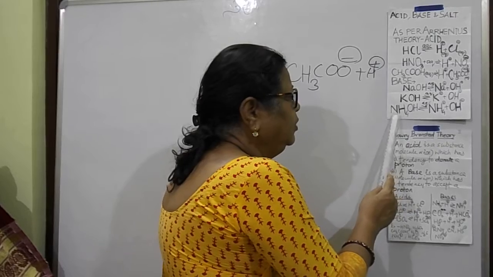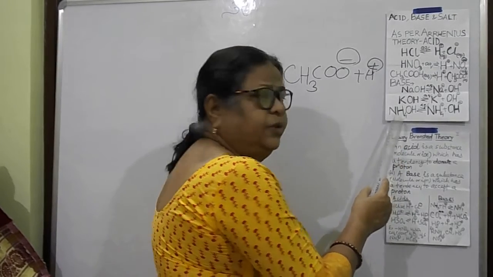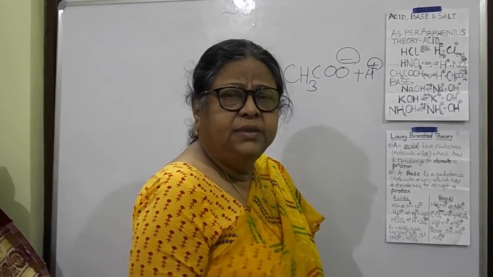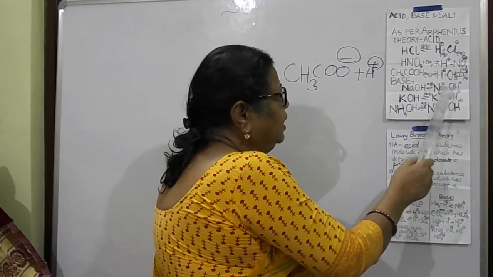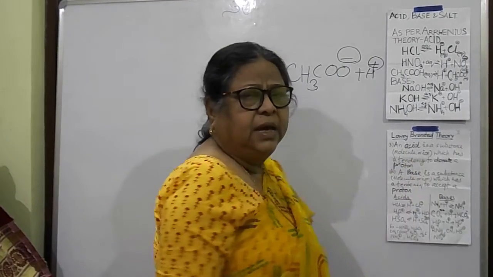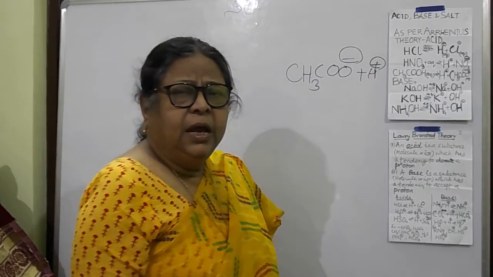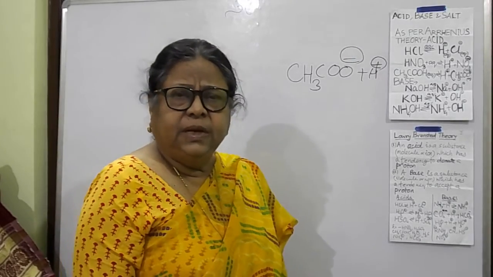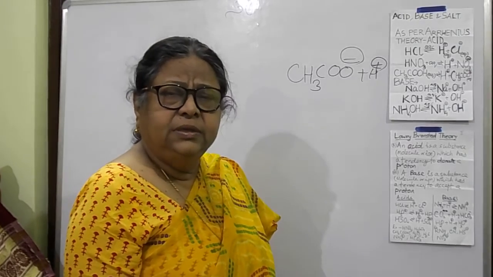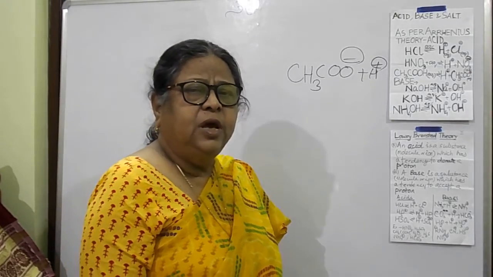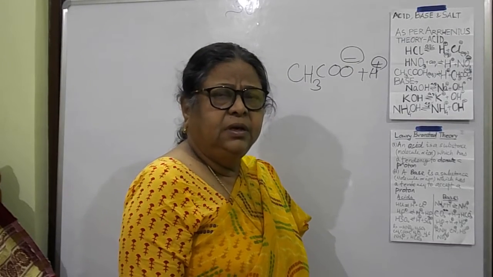And sodium hydroxide and potassium hydroxide are strong bases, and this ammonium hydroxide is known as a weak base. It gives NH4 plus ion and OH minus ion. So, in sum, as per Arrhenius theory, an acid is a substance which gives H plus ion in its aqueous solution easily, and a base is a substance which can give OH minus ion in its aqueous solution easily.